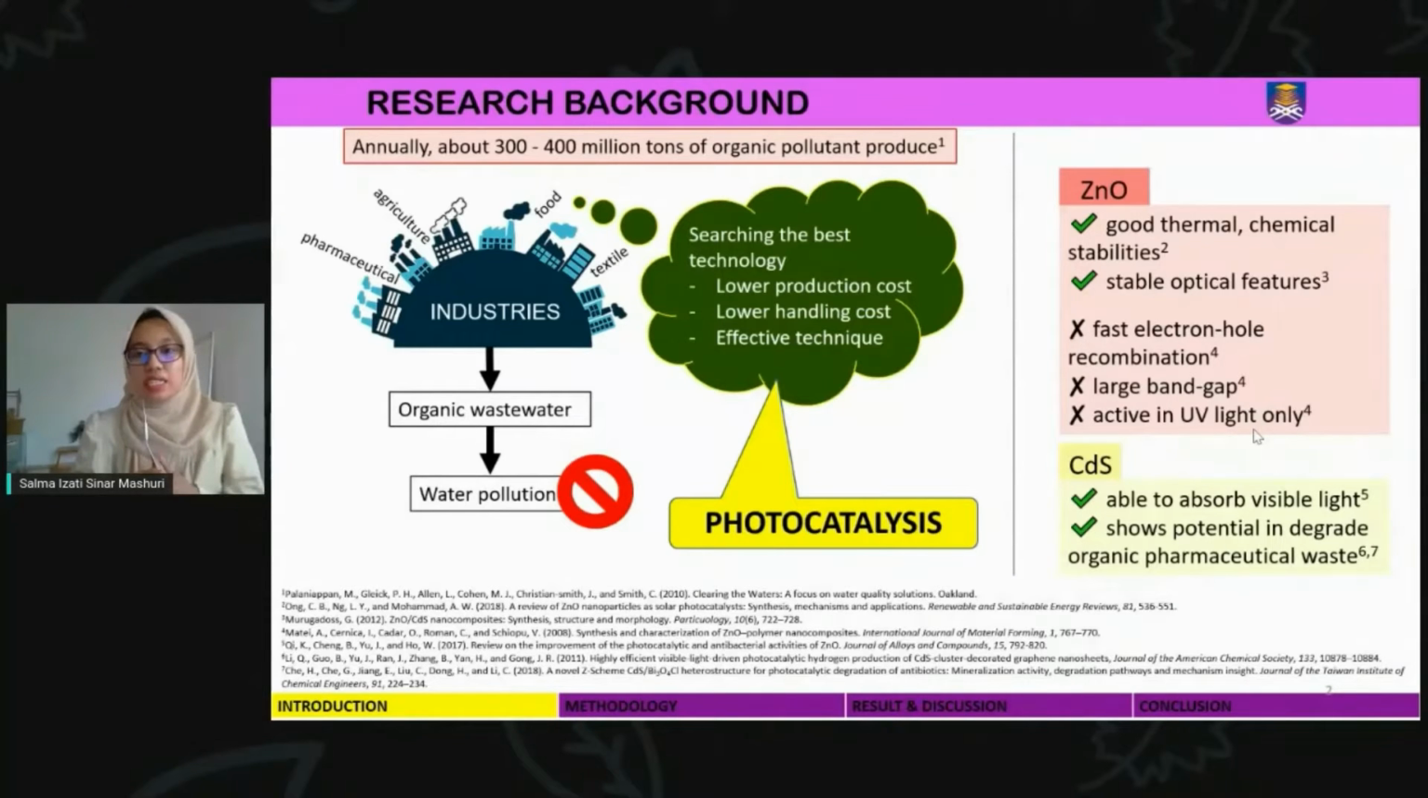Conventionally, zinc oxide was used as the photocatalyst because it has good thermal and chemical stabilities and also stable optical features. However, there are some problems with zinc oxide, such as fast electron-hole recombination and a large band gap, because of which it is only active in UV light. To overcome the problem, cadmium sulfide was proposed in this research because cadmium sulfide is photoabsorbent in the visible light, and it shows high potential based on previous studies in the degradation of organic pharmaceutical waste.